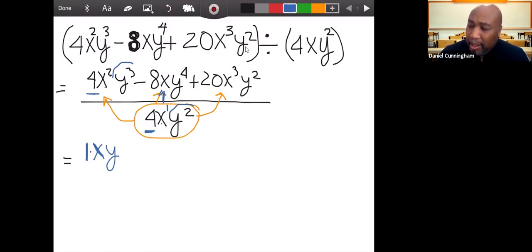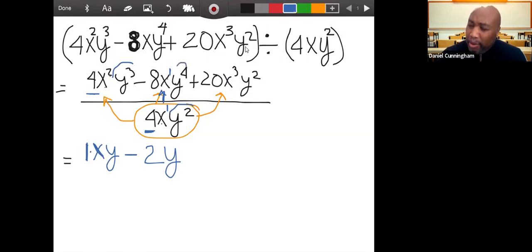Again, this would be negative 8 divided by 4, which is 2. We do x, the same base. So we got x divided by x. That'll cancel out. So my x's would cancel because it'll be x to the first, x to the first. So it'll be 1 minus 1 is 0. X to the 0 power is 1. So that's gone. Then we have y to the 4th and y squared.